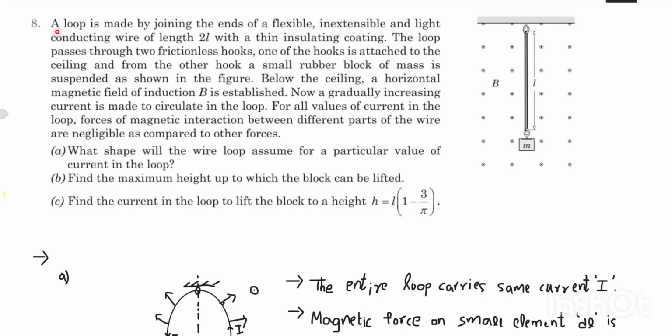Hello everyone. In today's video, we are going to solve a very interesting problem from magnetism. It's about a flexible conducting loop, a magnetic field, and how the loop changes its shape and lifts a mass. Sounds cool, right? Let's dive in.